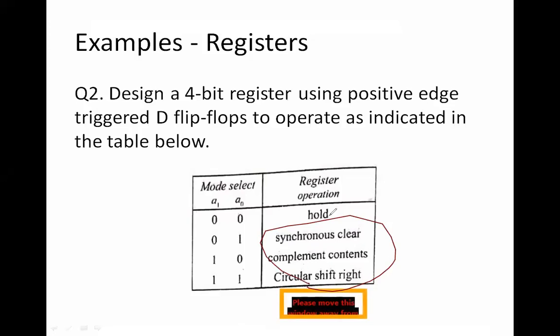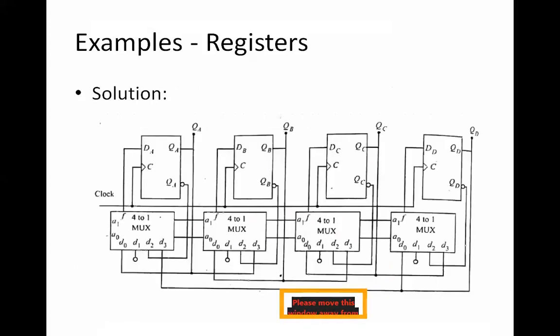Hold means it is holding on to the value, which means it doesn't pass on to the next flip-flop. Ultimately, we are studying registers. So what are registers? Registers are nothing but a combination of flip-flops working together. Now our problem is to design a 4-bit register using positive edge clock, and they've told us to use a D flip-flop to perform the operations on the right hand side. As discussed yesterday, we will make use of our universal shift register and perform the operation.